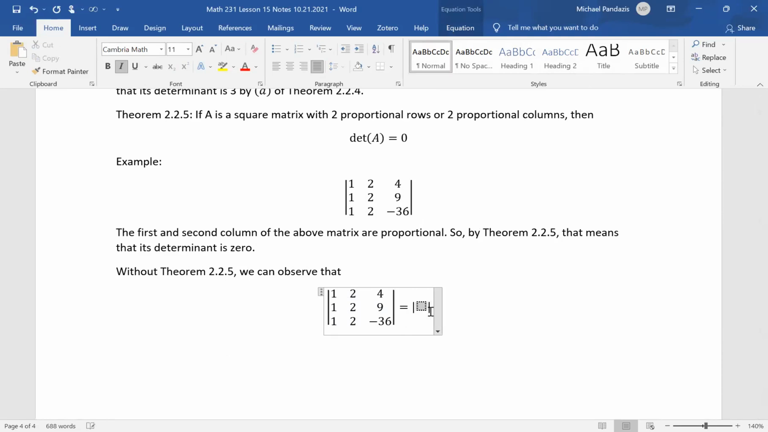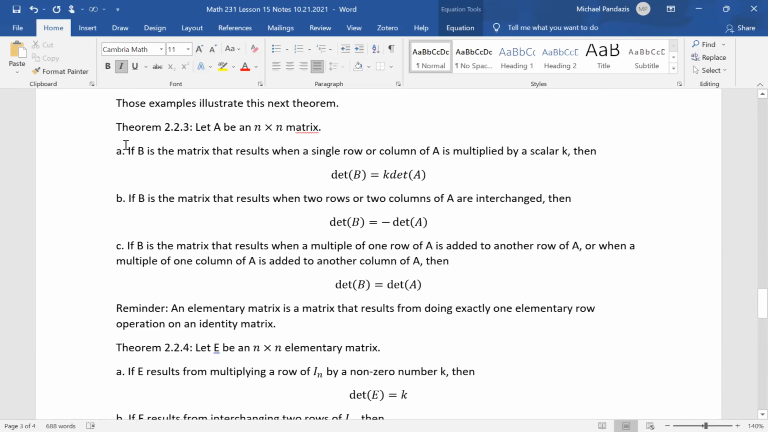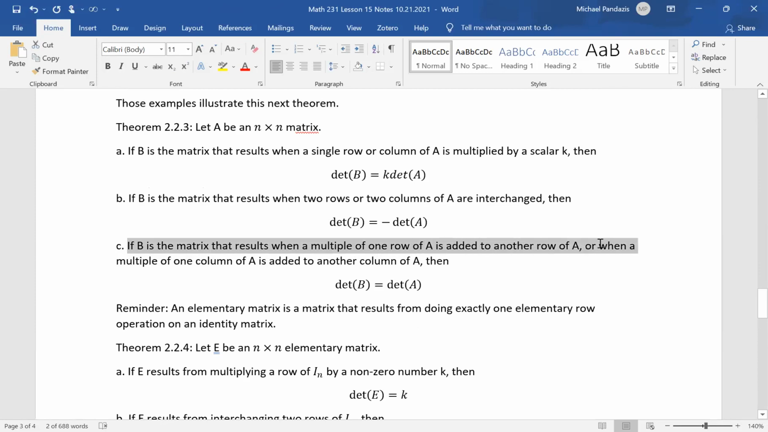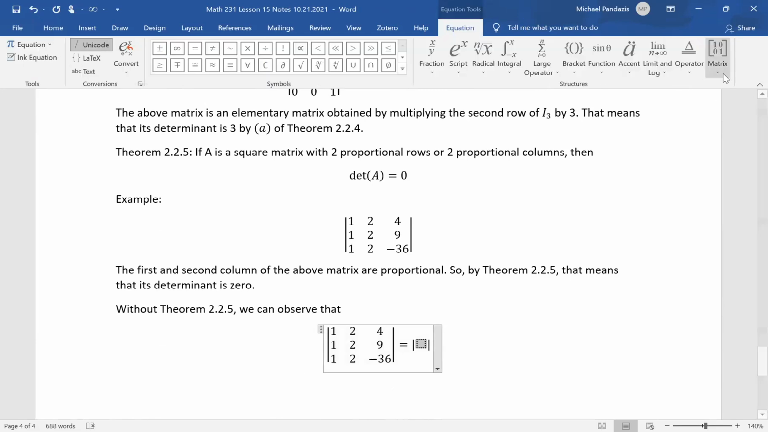well, we know that the relationship between, in this theorem, theorem 2.2.3, it says if B is the matrix that results when a multiple of one row of A is added to another row of A, or when a multiple of one column of A is added to another column of A, then the determinants are the same. So I can add a multiple of one column to another, and the determinant is the same. So the determinant of that matrix is equal to the determinant of the matrix I get by adding -2 times the first column to the second column. So I'm going to take -2 times the first column and add to the second one.